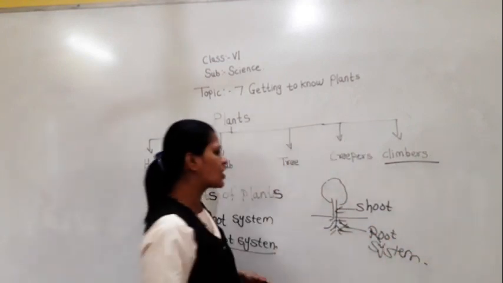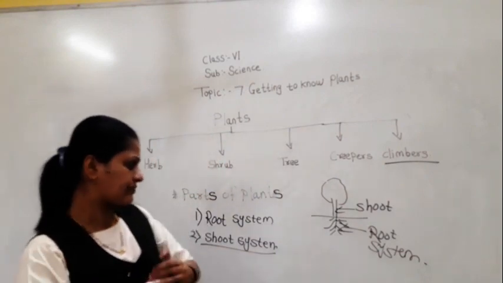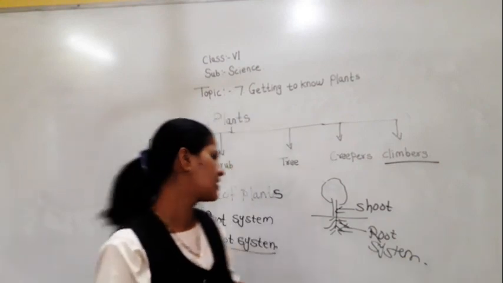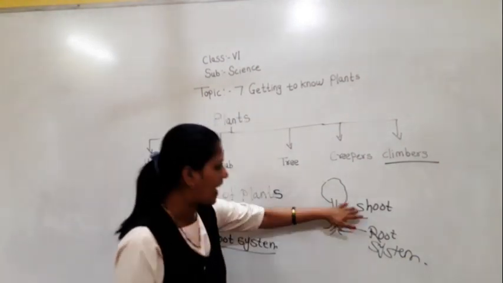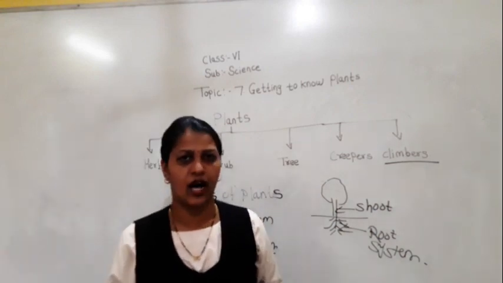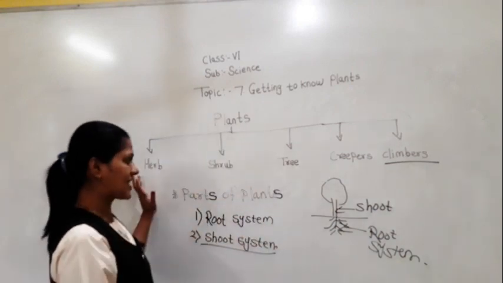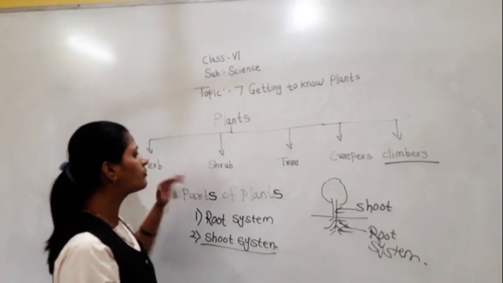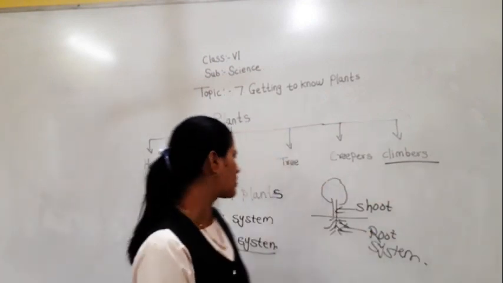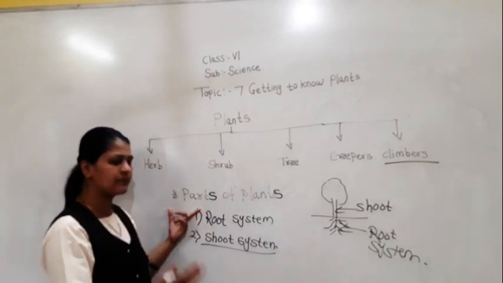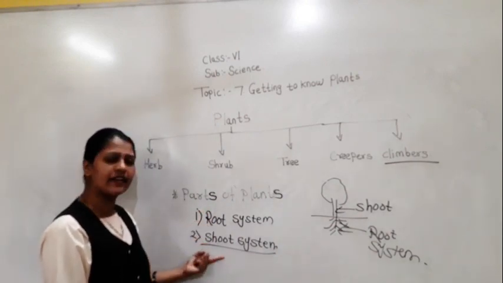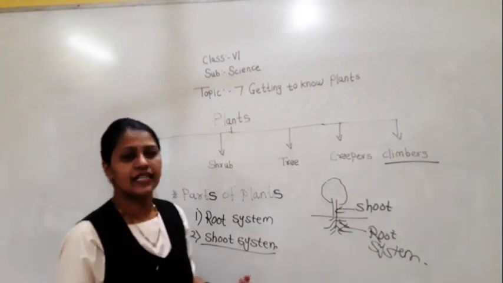Are you getting this? So the plants are mainly classified into two parts, that is root system and shoot system. I hope you have understood the classification of plants, that is herb, shrub, tree, creeper, climber, and also the parts of the plant.